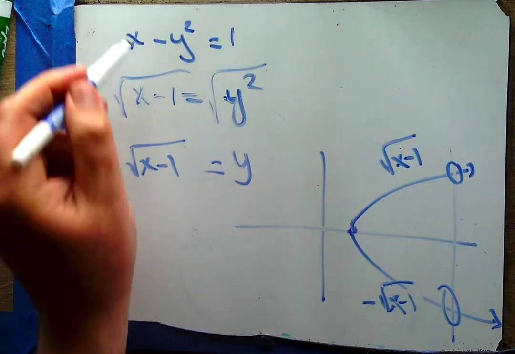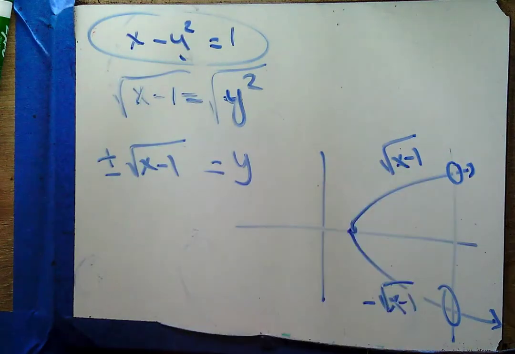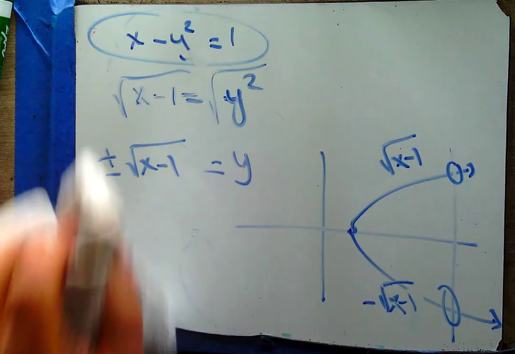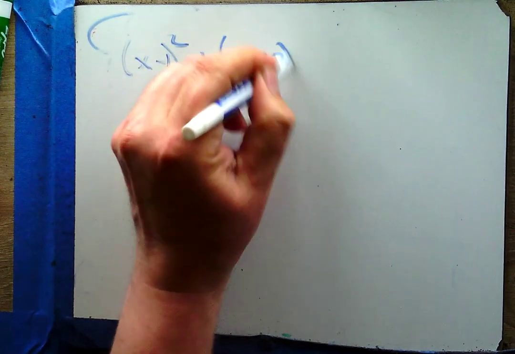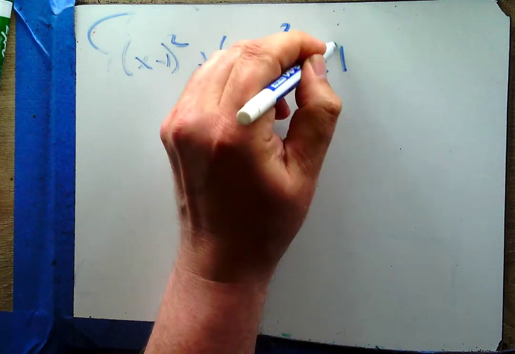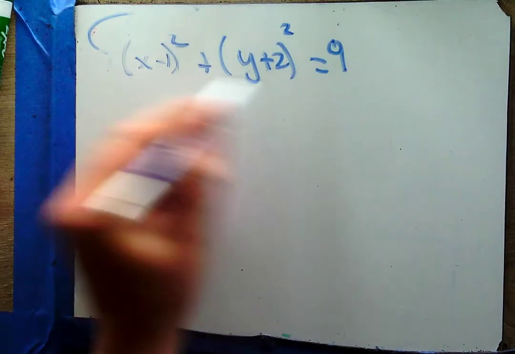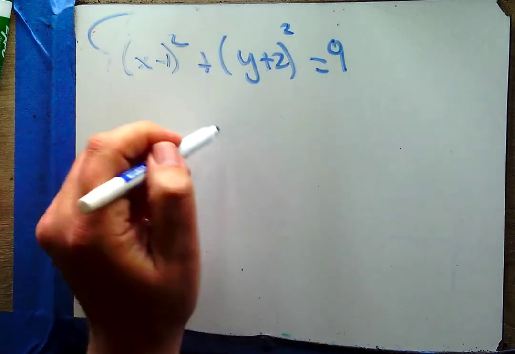So no, I see that y squared. I don't need to go any further. y is not a function of x as long as I see a y squared. What about this one? x minus 1 squared plus y plus 2 squared equals 9. Is y a function of x here?